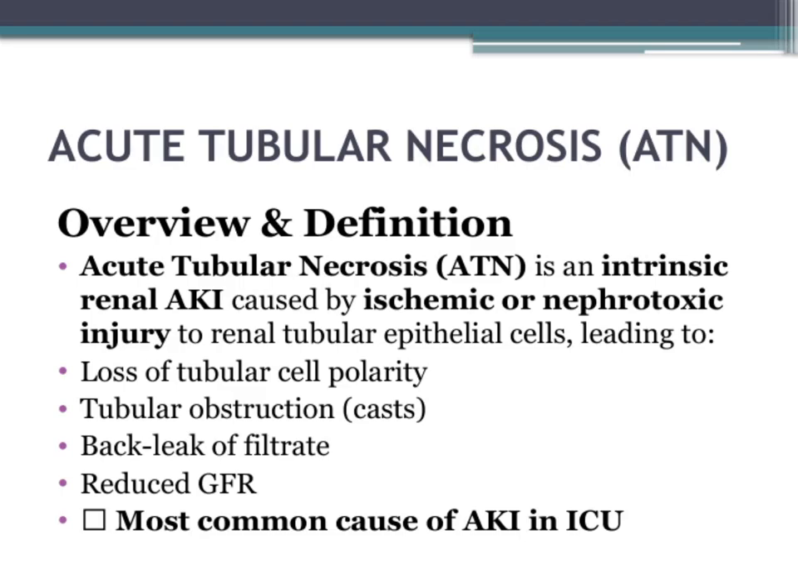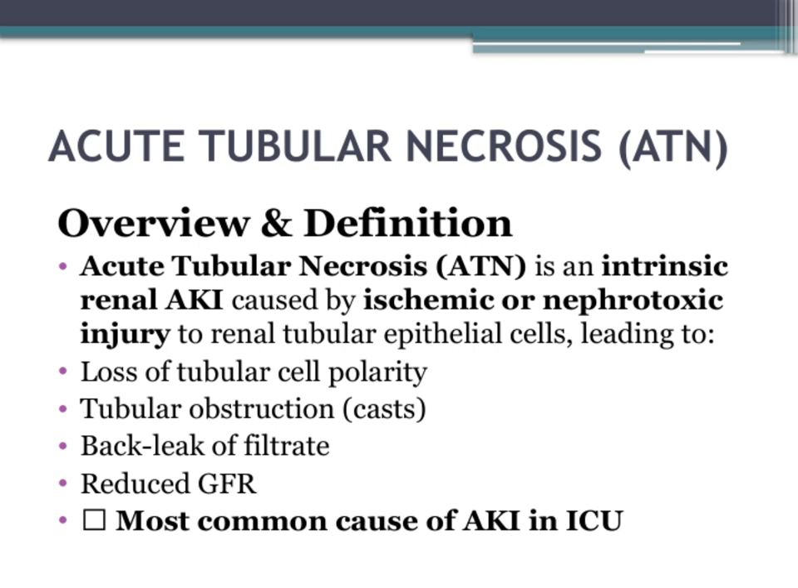Let's take a closer look at acute tubular necrosis, or ATN for short. This is a type of intrinsic renal acute kidney injury, meaning it originates within the kidney itself. It typically results from either ischemic injury, which happens when the blood flow to the kidneys is reduced, or nephrotoxic injury, caused by harmful substances damaging the renal tubular epithelial cells.